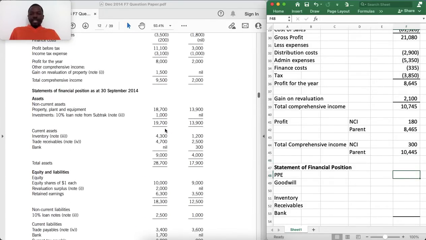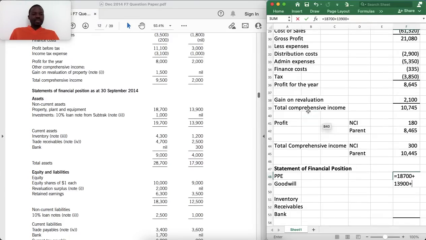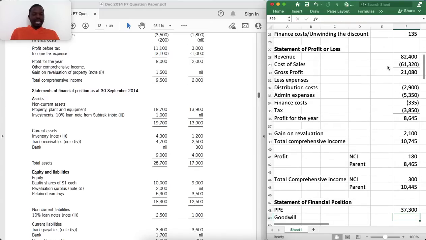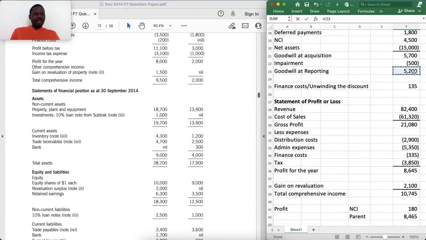Let's go to PPE. Parent, it's 18,700 plus subsidiary 13,900 plus, let's go to our workings, there is this 4,000 increase plus this 600 less the excess depreciation. We get that value. Then goodwill, we calculated goodwill above here. We'll take our goodwill here.